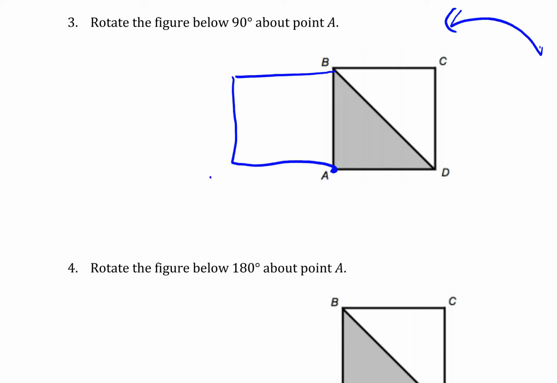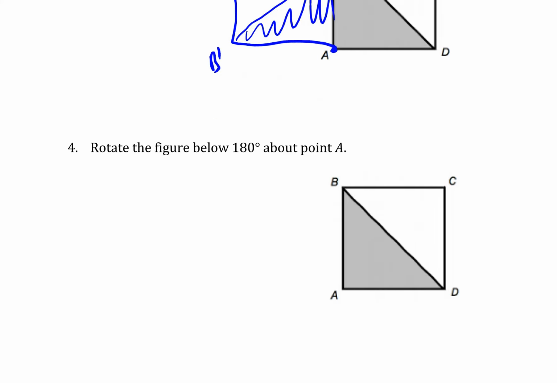B is going to turn down, so B prime is going to be here. C prime and D prime. Then if you look, that triangle A, B, D winds up being the shaded triangle, so I'd shade in here. Let's take a look at the next one.